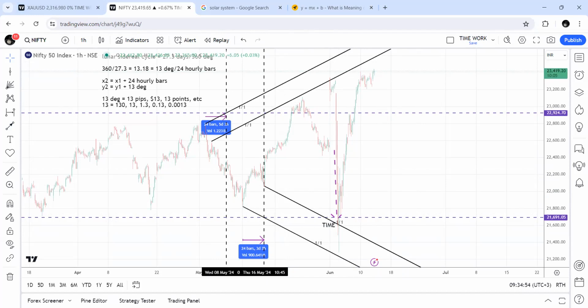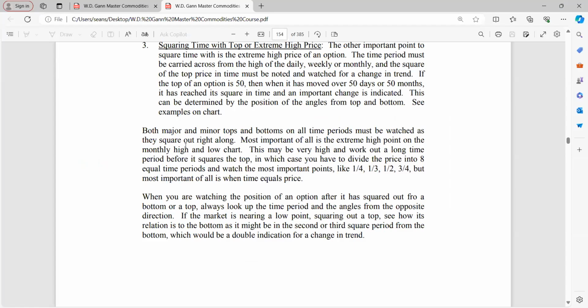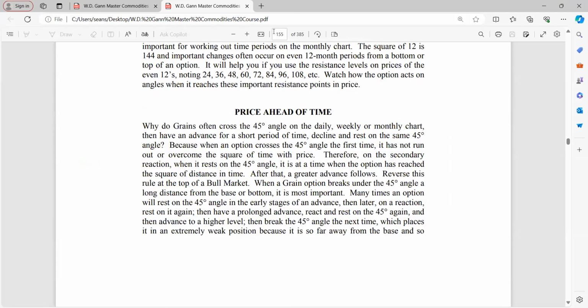For now, for Nifty, I'll apply this on the 1 hour chart with 24 bars ahead and 130 points above the high and below the low. Yep. Okay, so practice that. And also, what you want to do is read the page right after here, squaring out with time, price ahead of time, page 155 of the actual PDF. Read that, price ahead of time.